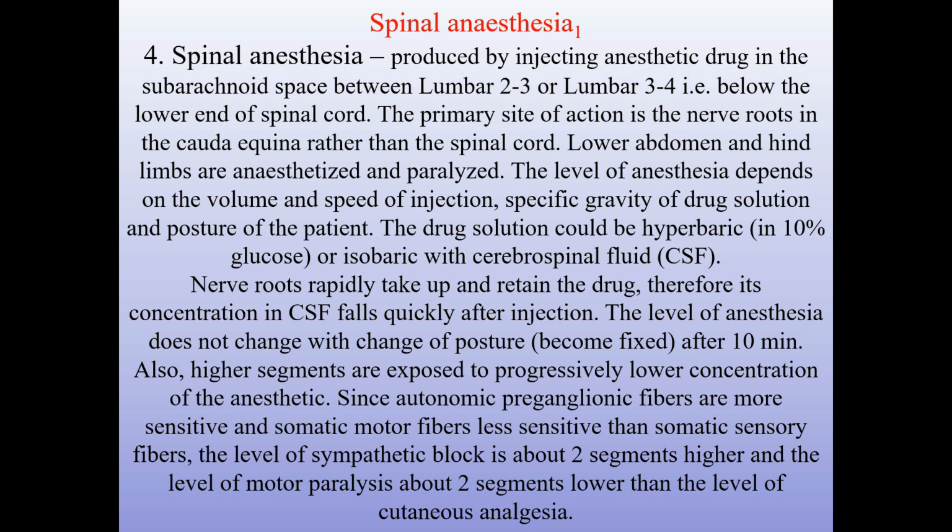The next one is spinal anesthesia. It is produced by injecting anesthetic drug in the subarachnoid space between lumbar 2-3 or lumbar 3-4 below the lower end of spinal cord. The primary site of action is the nerve roots in the cauda equina rather than the spinal cord. Lower abdomen and hind limbs are anesthetized and paralyzed. The level of anesthesia depends on the volume and speed of injection, specific gravity of drug solution, and posture of the patient. The drug solution could be hyperbaric in 10% glucose or isobaric with cerebrospinal fluid, CSF.